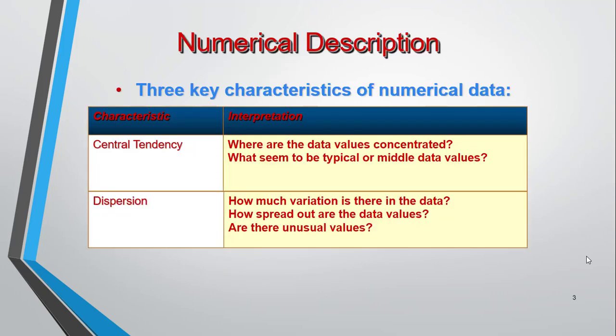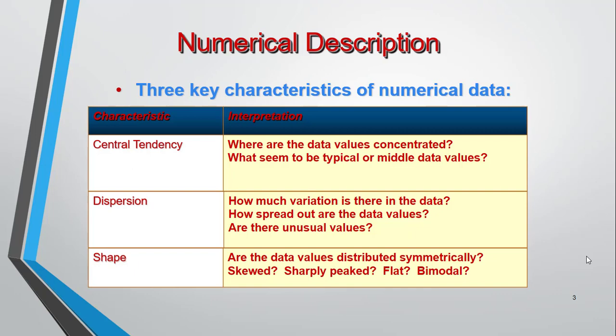Numerical description. We talked about the visual description of data last time. Now let's talk about the numerical description. There are three key characteristics of numerical data: central tendency, dispersion, and shape. Central tendency: where are the data values concentrated? What seems to be a typical or middle data value?